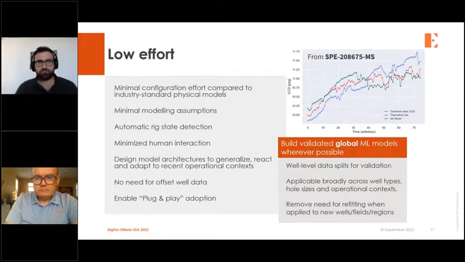So we discussed it a little bit at the beginning. Low effort is really key in our opinion when working with any kind of software solution. So what does this mean? You want minimal effort to set something up.